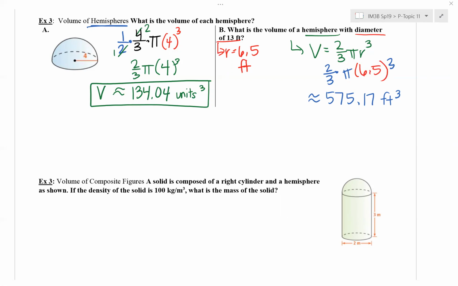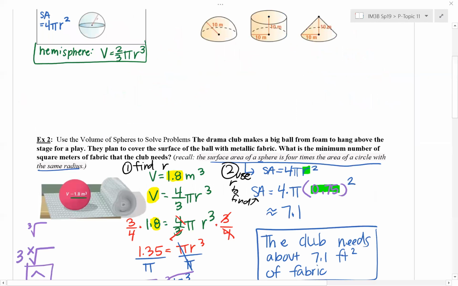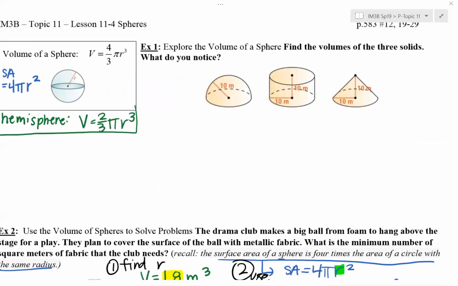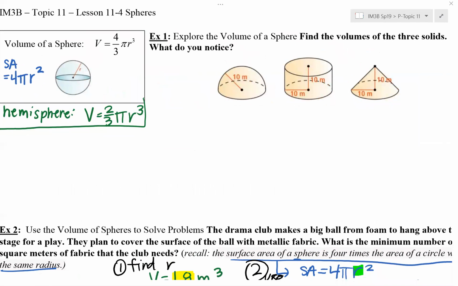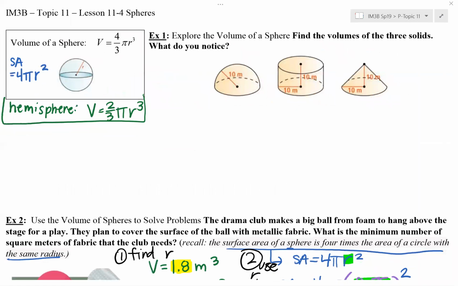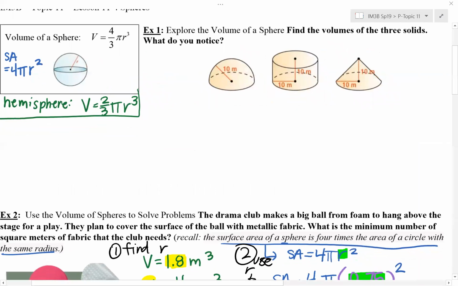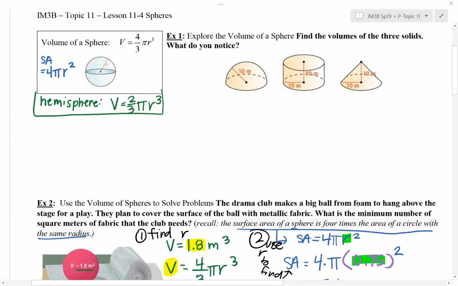Okay, so now that we've talked about hemispheres, I want to go back to example 1. We're going to actually calculate the volume. Let's just talk about how they're changing and what we know about the formulas for each of them. For example 1, it's asking us to find the volumes of the 3 solids and to explain what we notice. So just looking at the problem, notice that all the dimensions are the same. My radius for each of them is 10 meters. And my height for each of them is 10 meters.